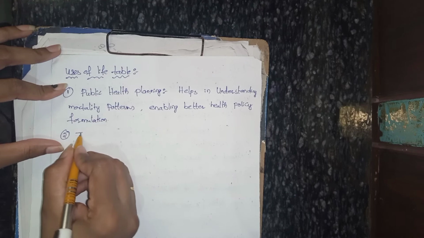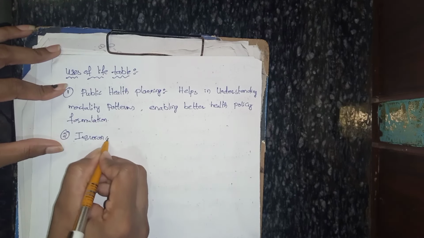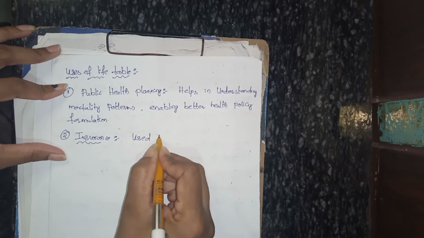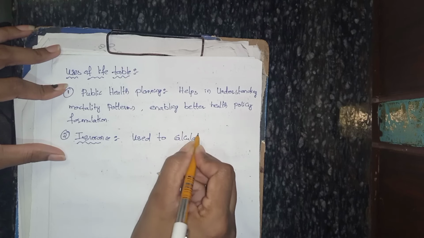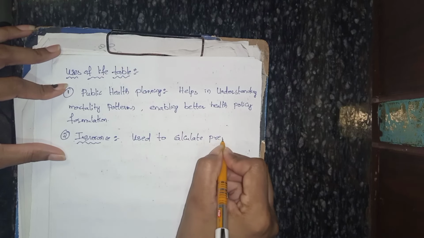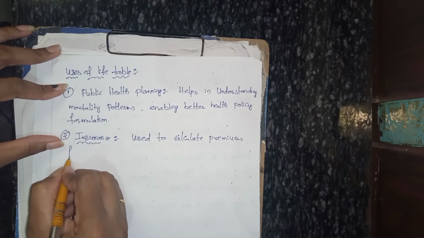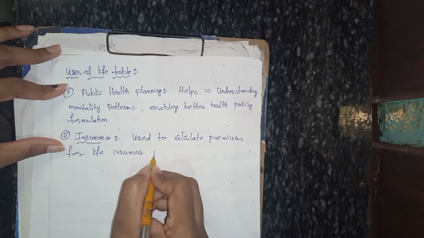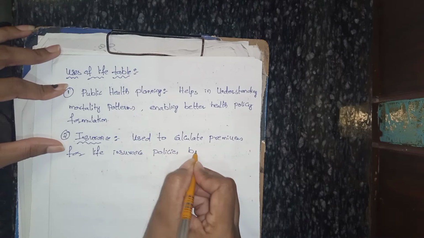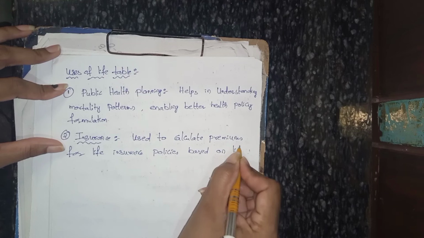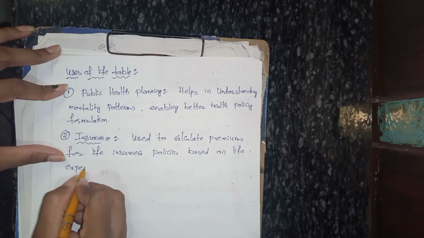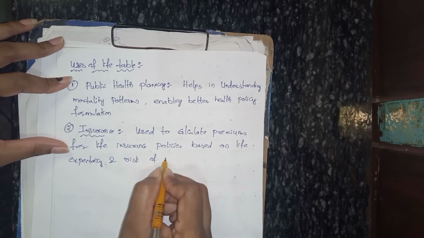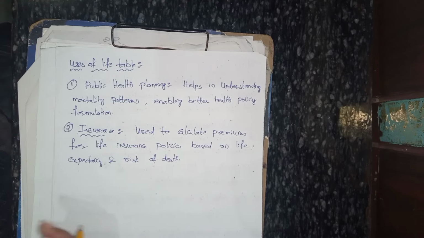And the next is insurance. It is used in insurance, used to calculate premiums for life insurance policies based on life expectancy and risk of death. Like that, the life table is used in insurance.